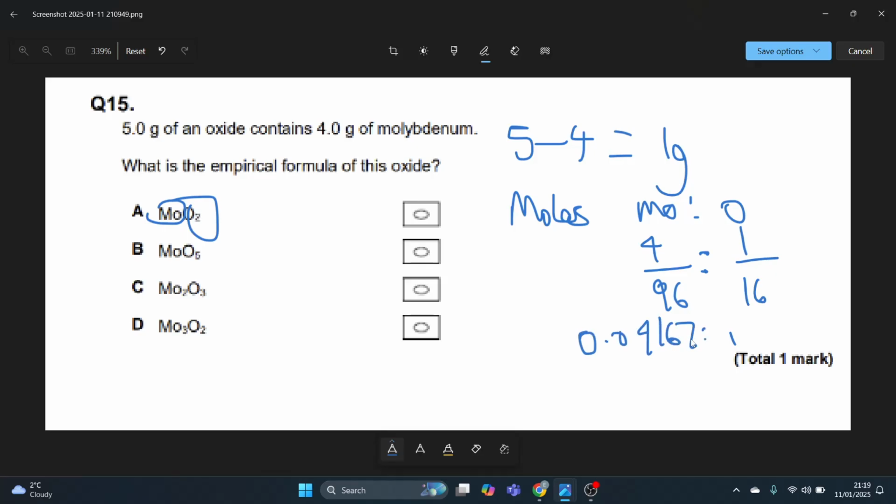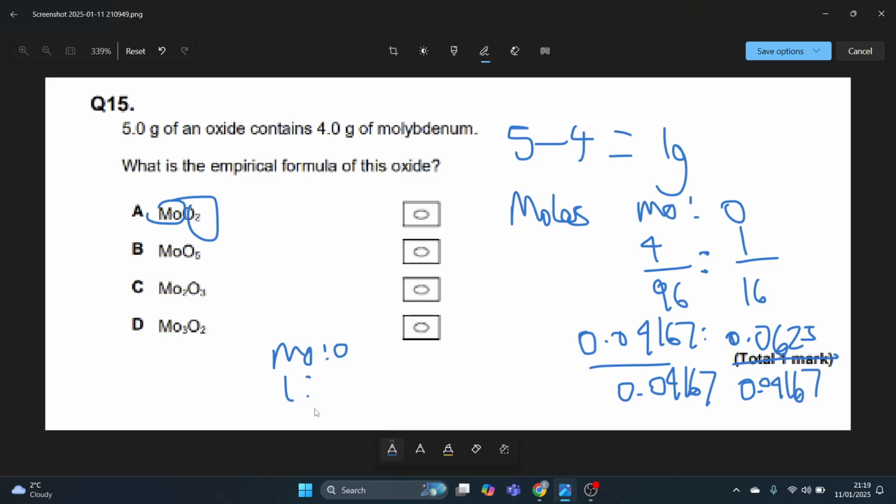0.04167. For oxygen, 1 divided by 16, 0.065. Divided by the smallest molar amount, so 0.04167 divided by 0.04167, and I should get 1, because obviously anything divided by itself, except for 0, should be 1. So 0.065 divided by 0.04167, well, that will give me 1.5.